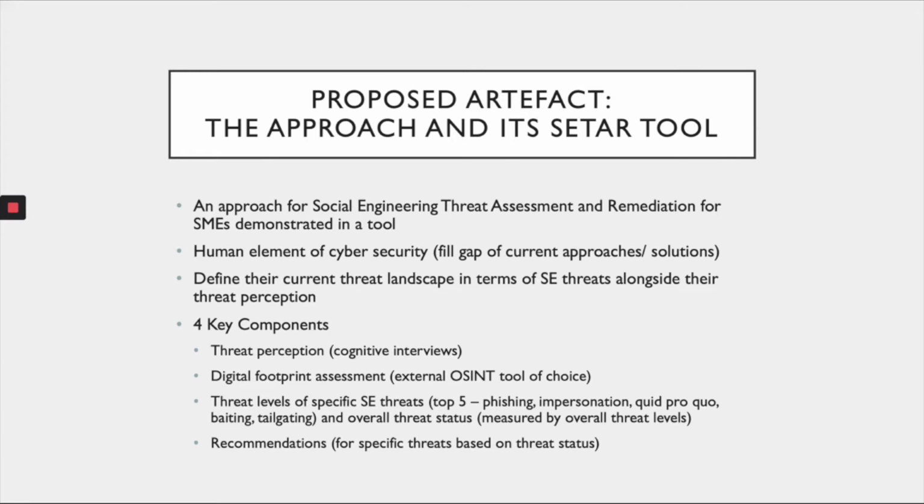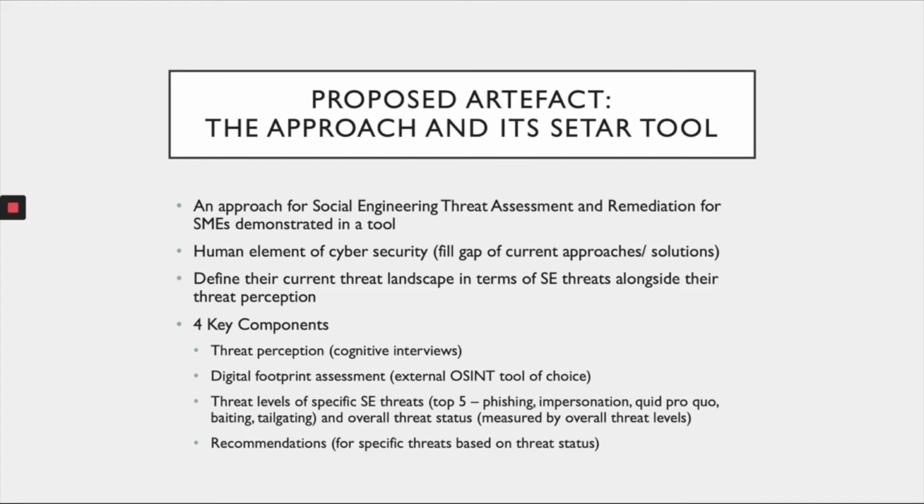The approach has 4 key components. Number 1, the threat perception, which is done by cognitive interviews. Number 2, the digital footprint vulnerability assessment, which is carried out by an external open source intelligence tool of any choice. Number 3, the threat levels of specific social engineering threats, which are based on the top 5: phishing, impersonation, quid pro quo, baiting and tailgating. Number 4, the overall threat status, which is measured by the overall threat levels, and the recommendations, which are shown depending on the levels of the social engineering threats.